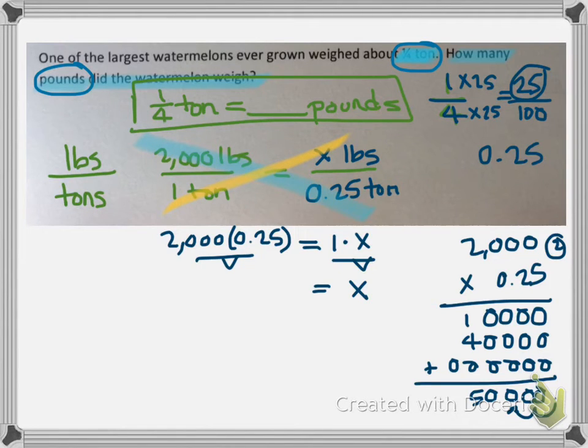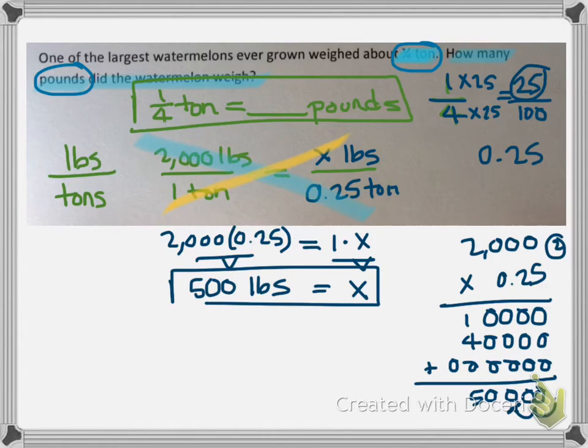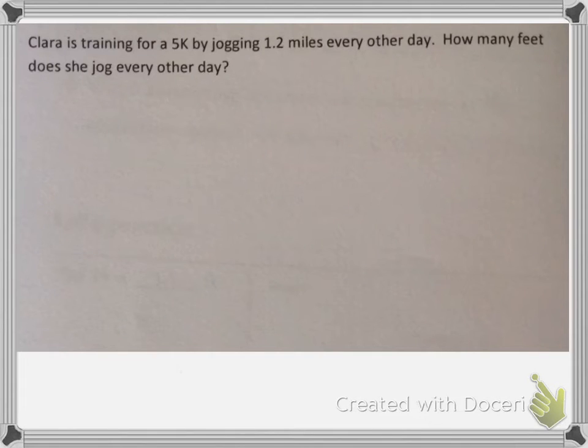Okay, so when you multiply this out and put the decimal back in, you should have gotten 500. What are we searching for? We're searching for pounds. Box your answer. If you didn't get that, go ahead and take this time to press pause and look at my work and see where your mistake was. Let's move to the next word problem.